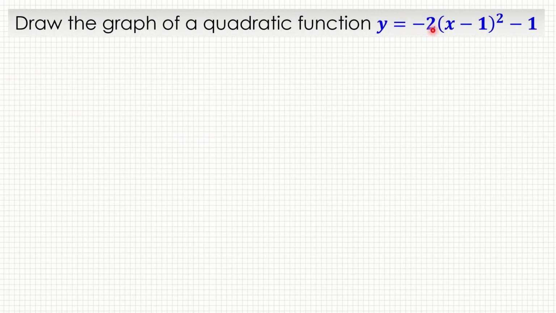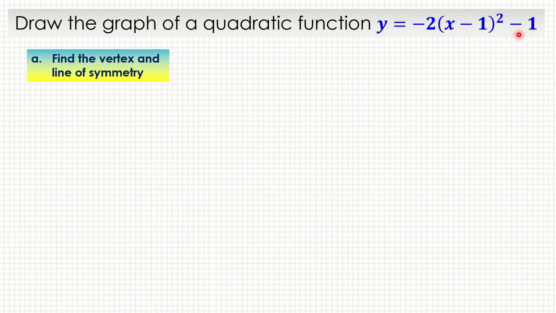y is equal to -2 times the square of x minus 1, minus 1. So first step is to find the vertex and line of symmetry. So if you notice, our equation is already written in vertex form, in which y is equal to a times (x minus h) squared plus k. So since that one is already written in vertex form, let us simply identify the value of a for us to know if our graph opens upward or downward. Let us just identify the value of h and the value of k.